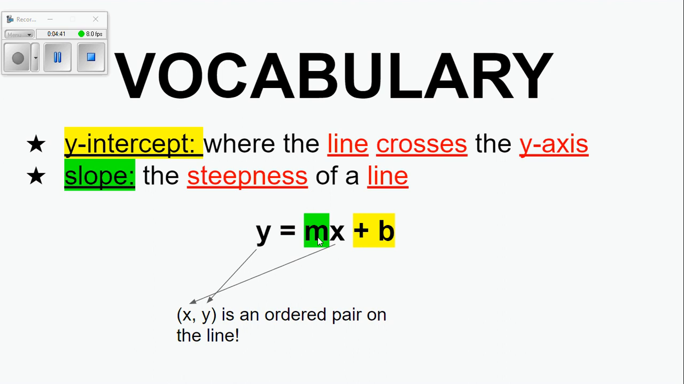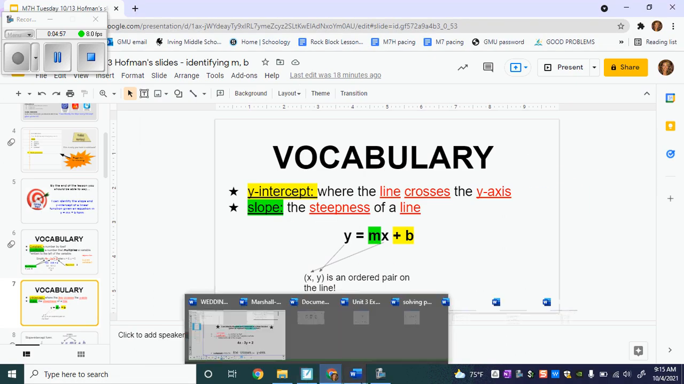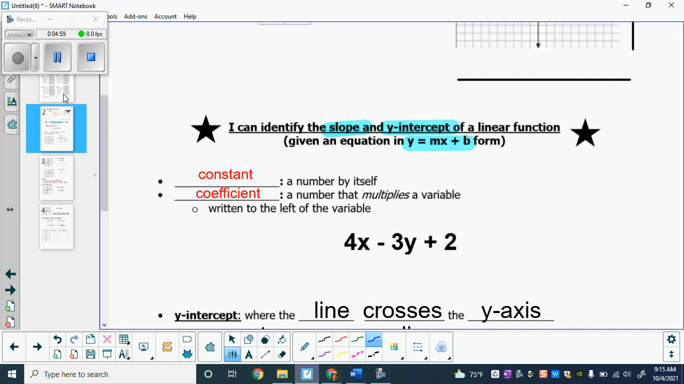Another thing I'll be reminding you guys throughout the unit today, or the video today, is that when you input in x, you get an output of y, and that was what got plotted on the coordinate plane. So I'm going to actually go back real quick to that page 3 to show you guys what I meant by that.